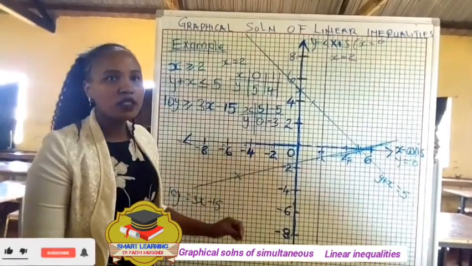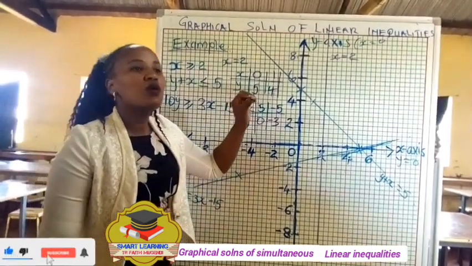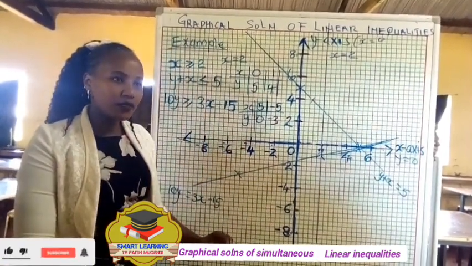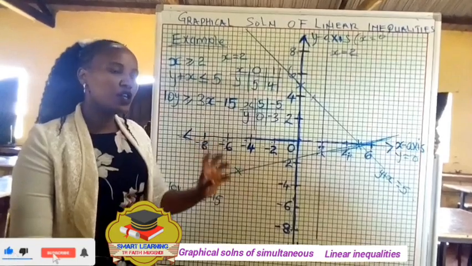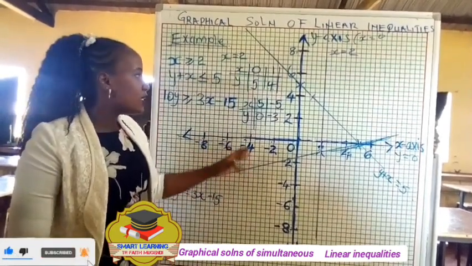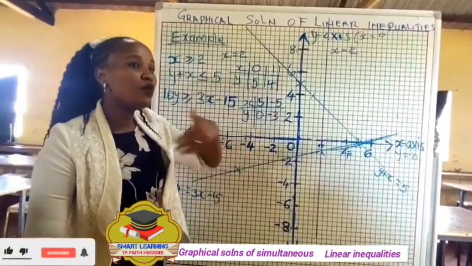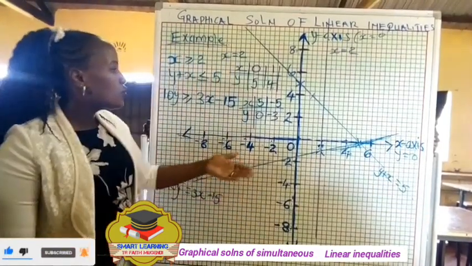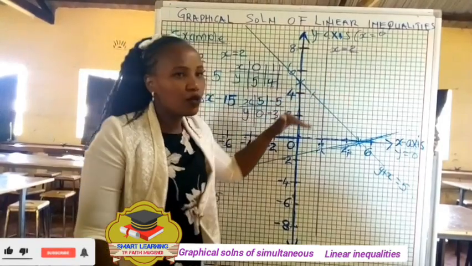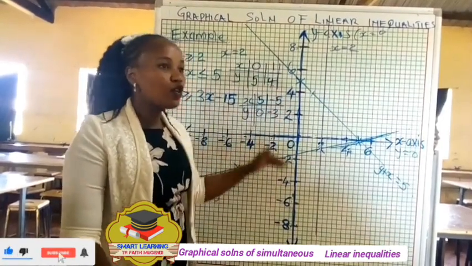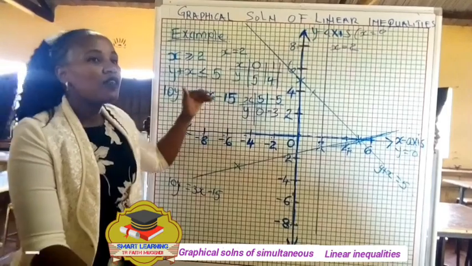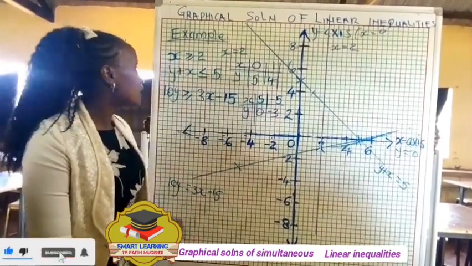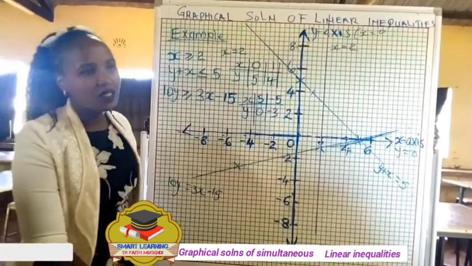Now we want to shade the unwanted side so that now we have the inequality. We indicate these are inequalities when we shade the unwanted side. So what we are going to do, we are going to take values above or below the line and then confirm whether the values satisfy the inequality. So we are going to start with the easiest one.